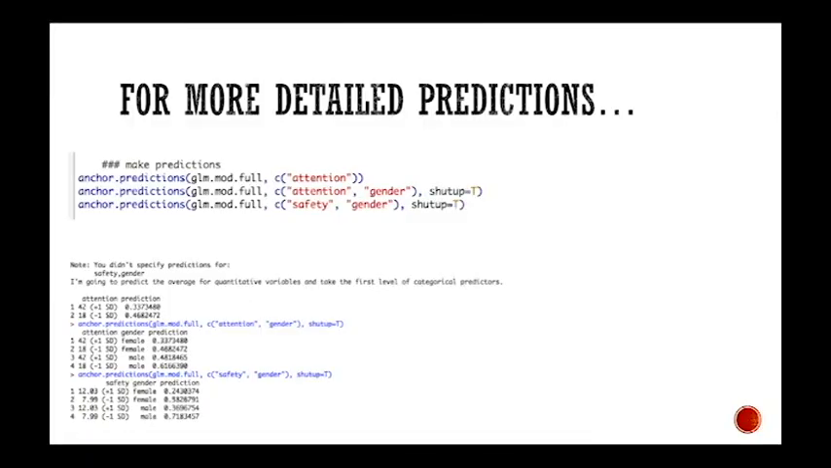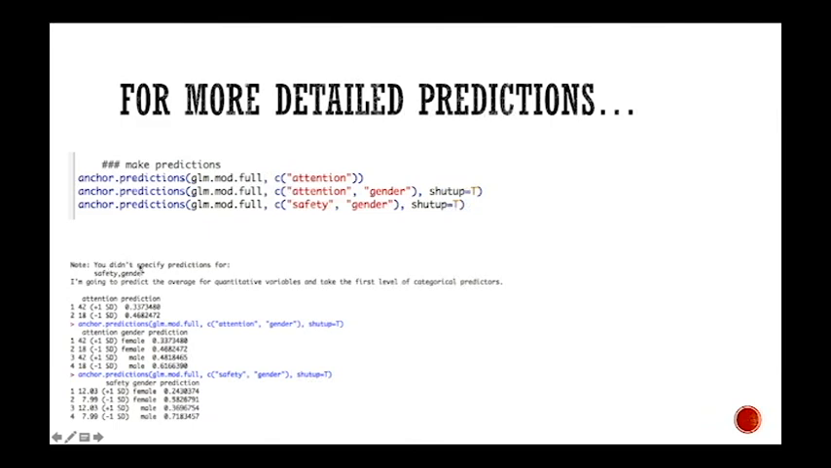Okay, so for more detailed predictions, what we can use is the anchor.predictions function, and it takes two arguments. It takes the model that we fit, and it takes a vector, or it doesn't even have to be a vector. Anyway, we just tell it, in quotes, what variable we want to generate predictions for. So in this first one, it says, just give me predictions for attention. And so what that will show you is the prediction for somebody who is +1 standard deviation on attention and -1 standard deviation on attention, and it shows you their predicted probability of getting a table saw injury.